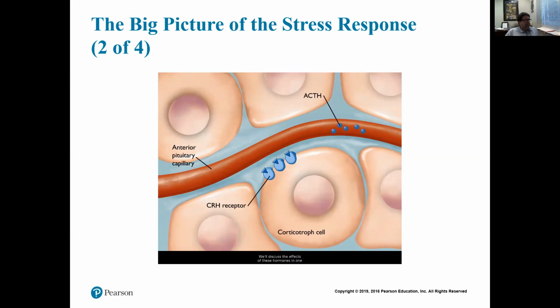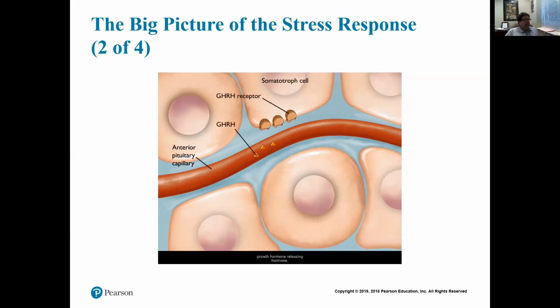We'll discuss the effects of these hormones in one of the animations that follows. Another hormone from the hypothalamus, GHRH, growth hormone releasing hormone, stimulates the somatotroph cells of the anterior pituitary by binding to their GHRH receptors. The somatotrophs then release GH, growth hormone. The primary effect of growth hormone is to stimulate and regulate growth. It also has a role in the stress response, particularly the response to physical stress, by having multiple effects on metabolism.